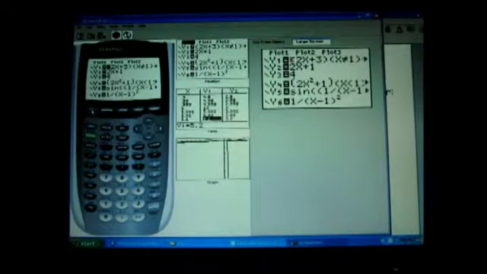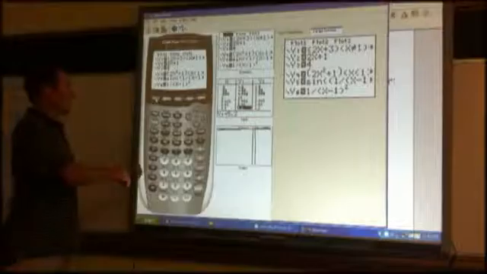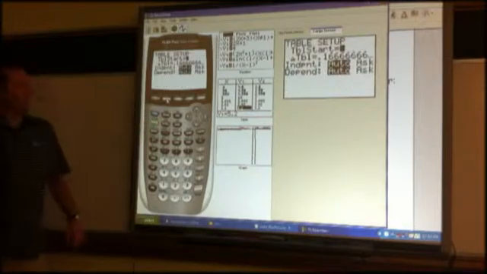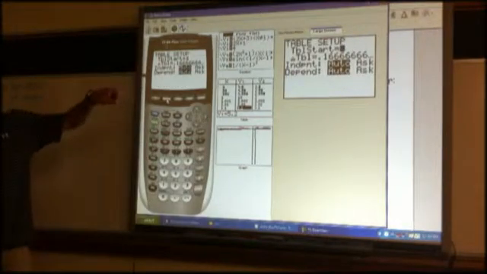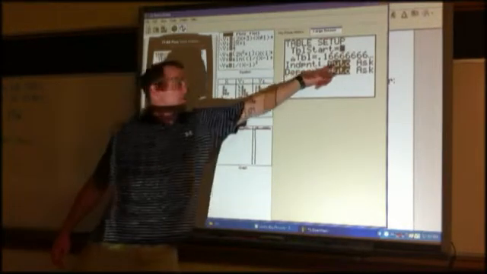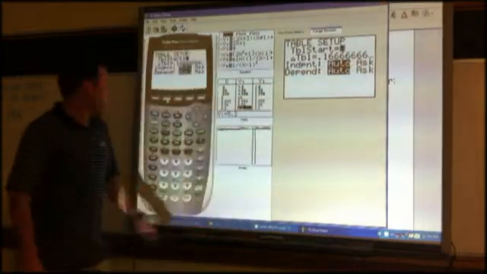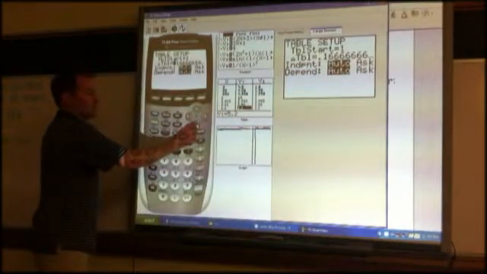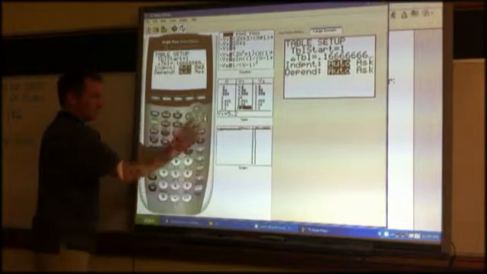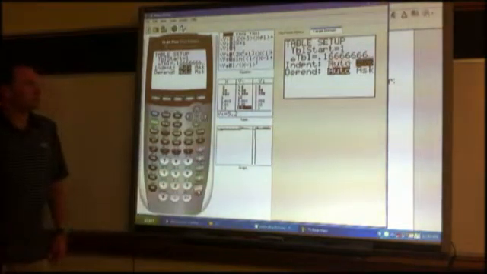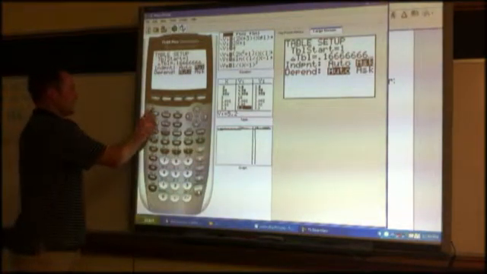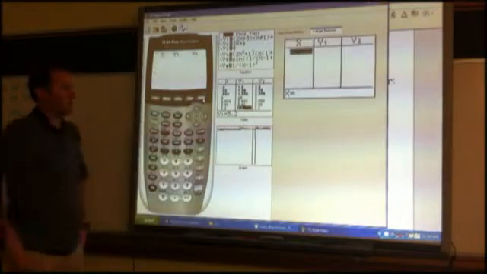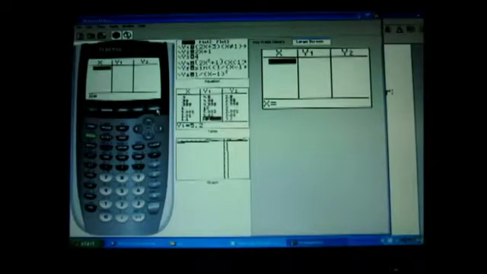So once you get it all in, we're going to look at some tables. You want to switch your default way that you have your table. It says auto right here. You want to switch it over to ask. So I'm going to go down here, highlight it, press enter, and then take a look at your table, and it should all be blank. You can see you have Y1, Y2, and you'll have more, 3, 4, all the way down to the 7th one.